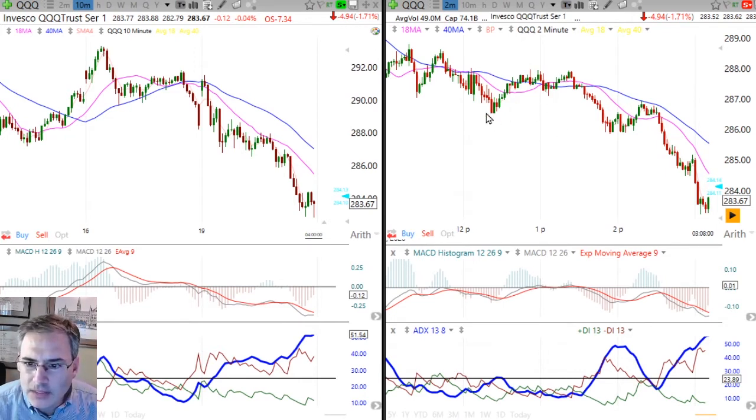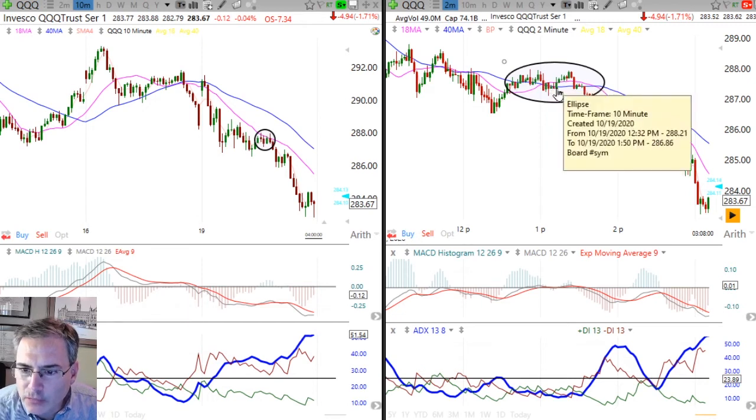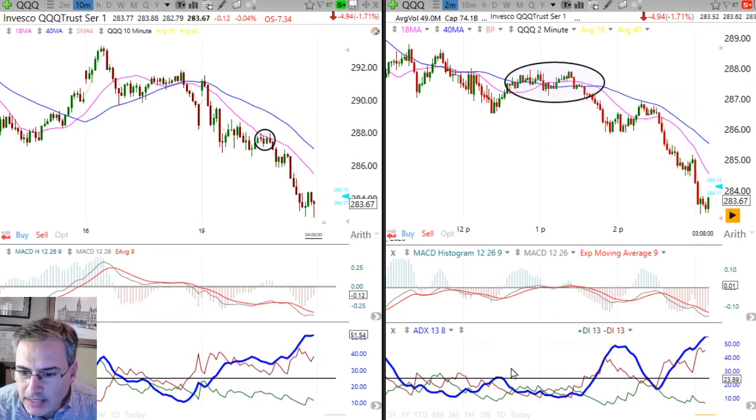And one thing is when you're rallying up like we are here. So let me just make sure we circle this spot. This is the spot on the higher time frame. I just wanted to make sure we're in the same location. So that's the location. When this is rallying up and the 18 is crossing above the 40, I always want to check the ADX here.